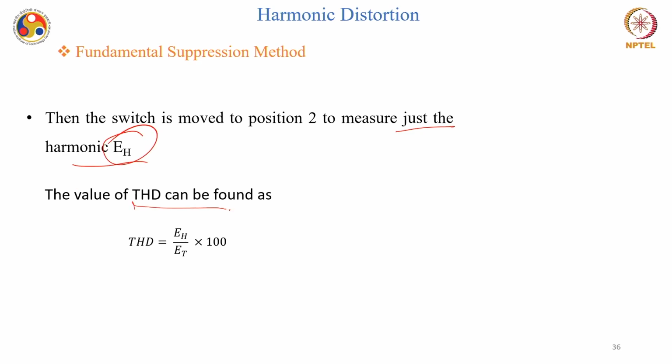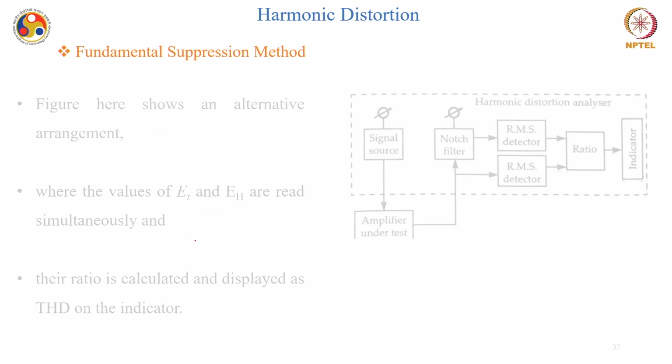So, the value of total harmonic distortion can be found from these two positions of the switch as EH by ET into 100. In the first position, I have got ET, and in the second position I have got EH, and total harmonic distortion can be found as EH by ET into 100.